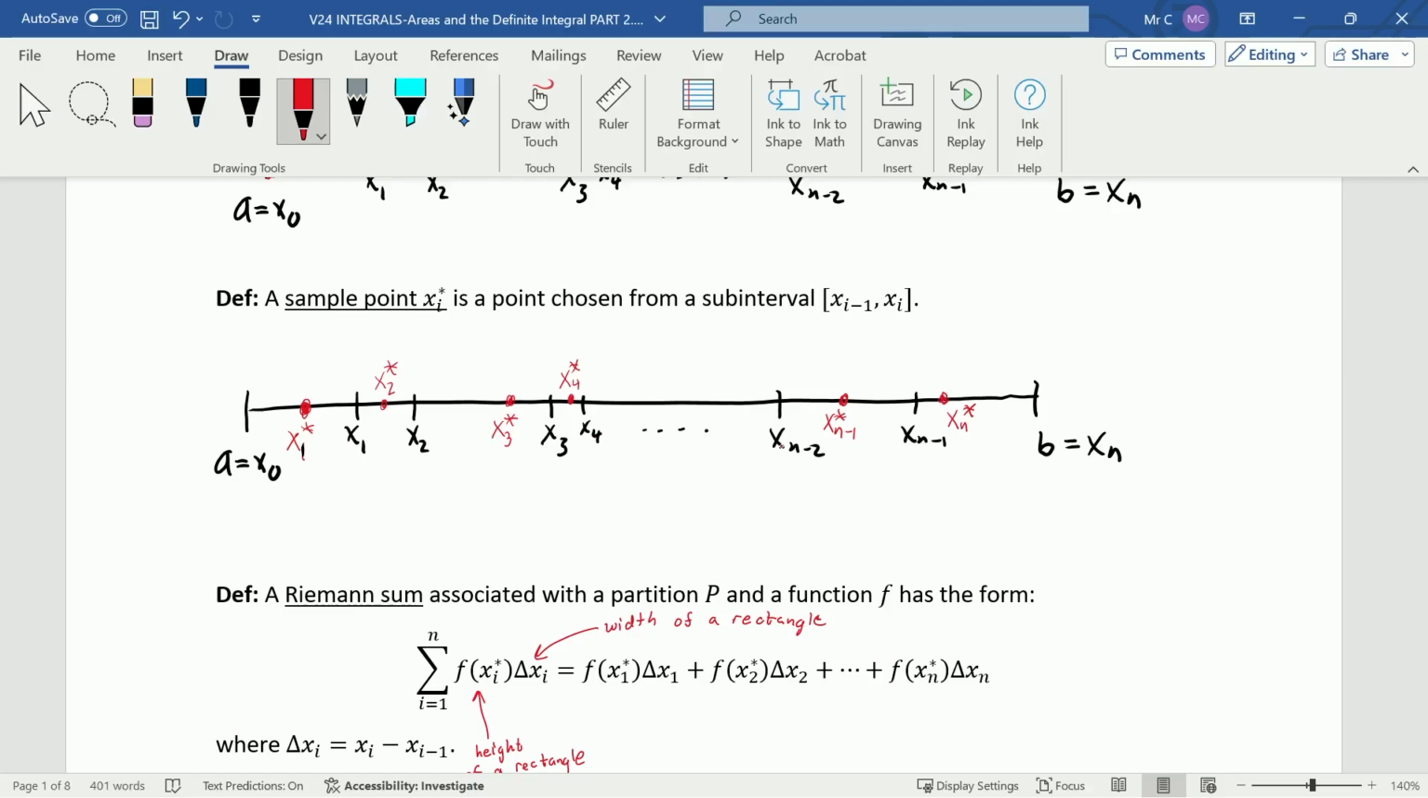These are the endpoints or midpoints that I was plugging into our function to get our approximations in the last video. But here what I'm saying is, again, to generalize this, I don't have to pick endpoints or midpoints. I can pick any point inside the interval and use that point to determine the height of my rectangle.